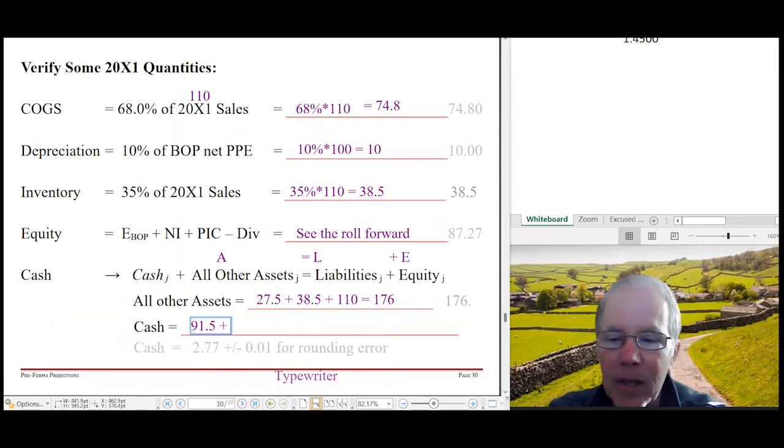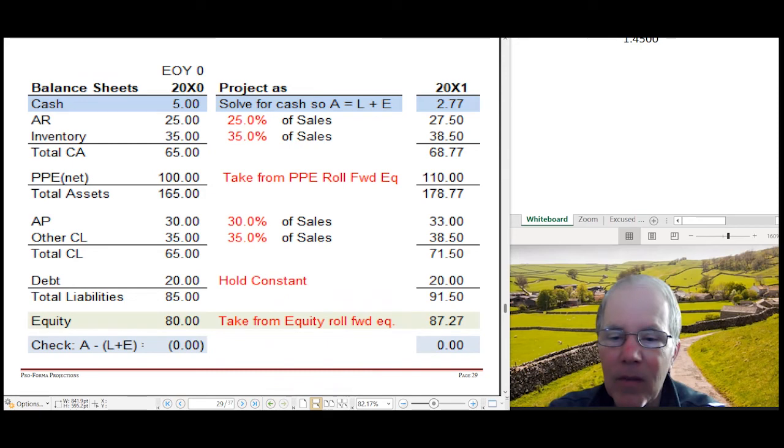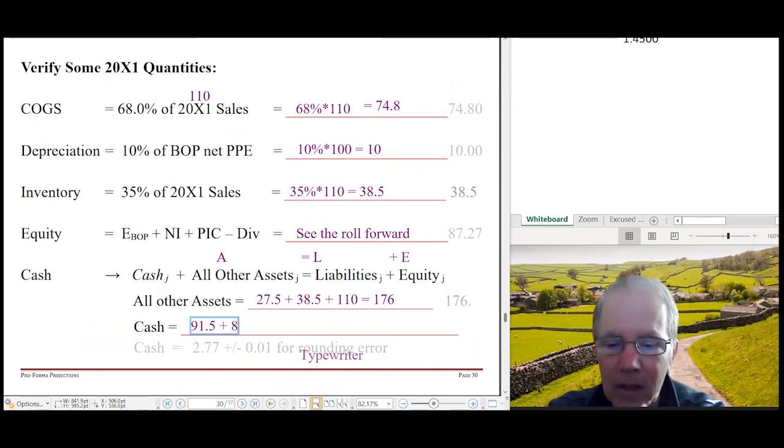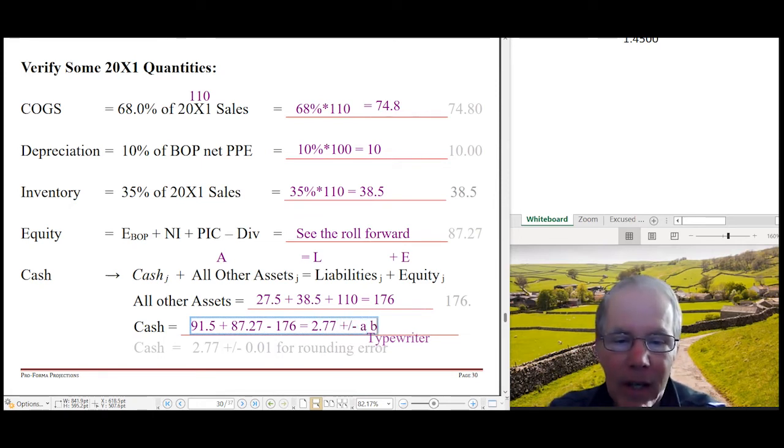91.5 plus the total equity is, here we go, 87.27. Okay, and then we have to subtract all other assets, 176, and if you work that out, you get to 2.77, and that's going to be plus or minus a bit for rounding error.